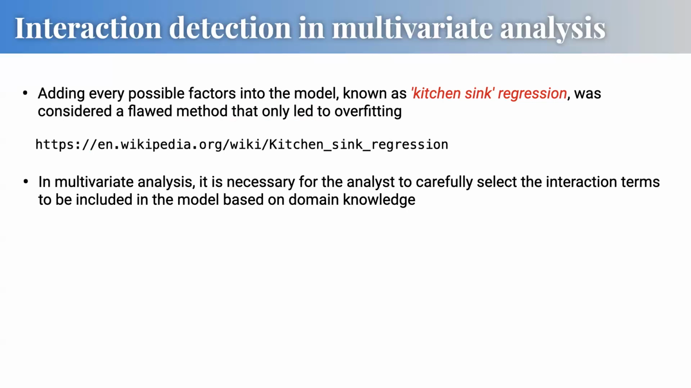If we add every possible interaction term into the regression model, it will just lead to overfitting, too many variables for a given number of samples. It's called kitchen sink regression. It's a kind of taboo in proper statistical analysis, and you can check the discussion on Wikipedia. Anyway, in multivariate statistics, it is necessary to carefully select the interaction terms to be included. We cannot just put in all the possible interaction terms, so the user needs to select which interaction terms to include. But this is not a good thing.